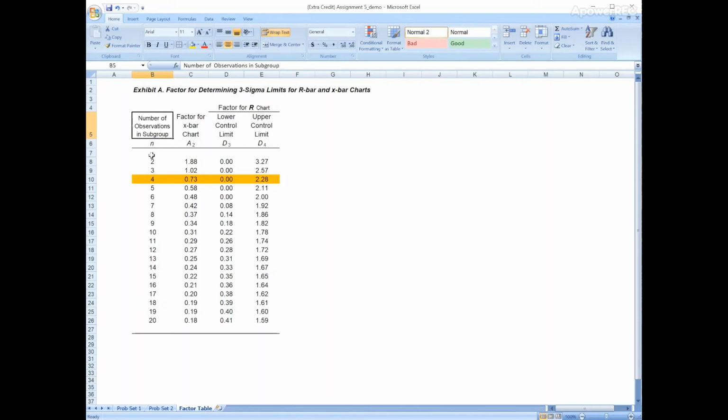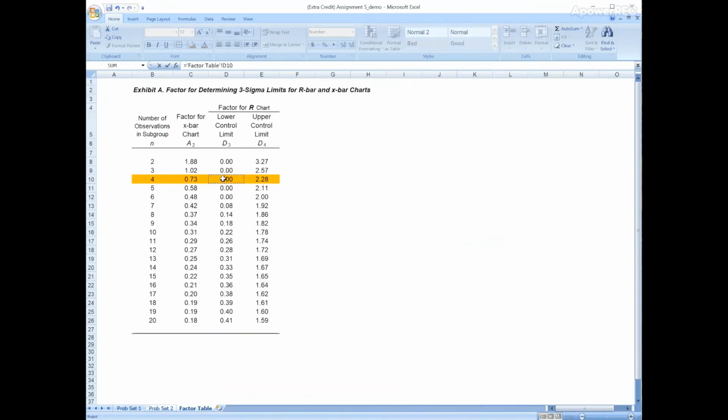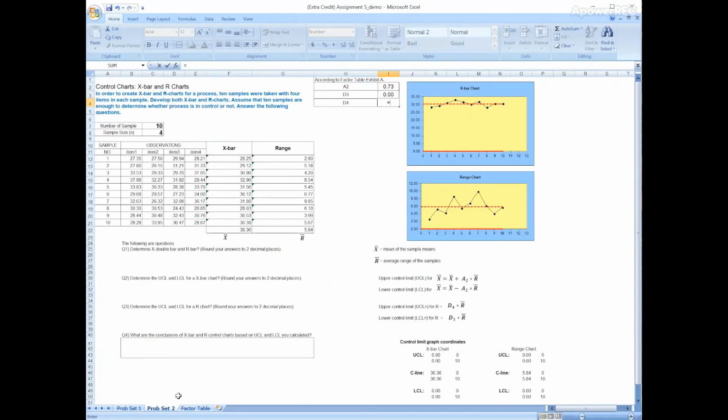In this case, we have 4 observations in each sampling, so the A2 factor for the X bar chart is equal to 0.73, the lower control limit D3 factor for the R chart is equal to 0, and the upper control limit D4 factor for the R chart is equal to 2.28 respectively. So A2 is from this table, D3 is from this table, and D4 also. Next, we need to establish the control limits for X bar and R charts.